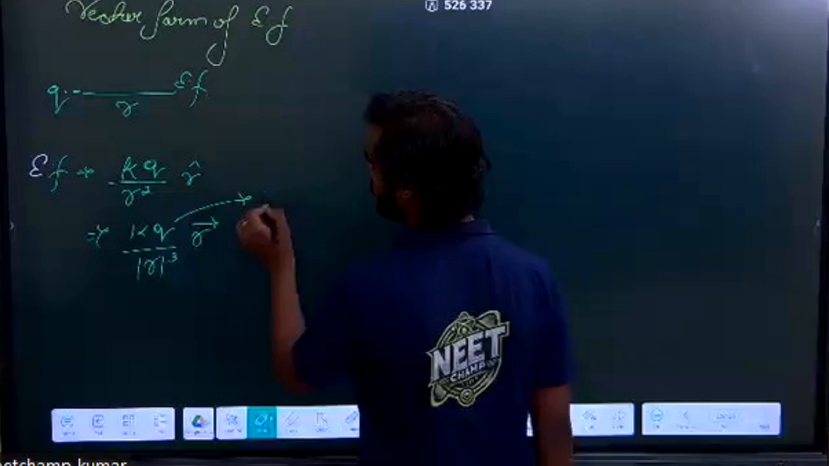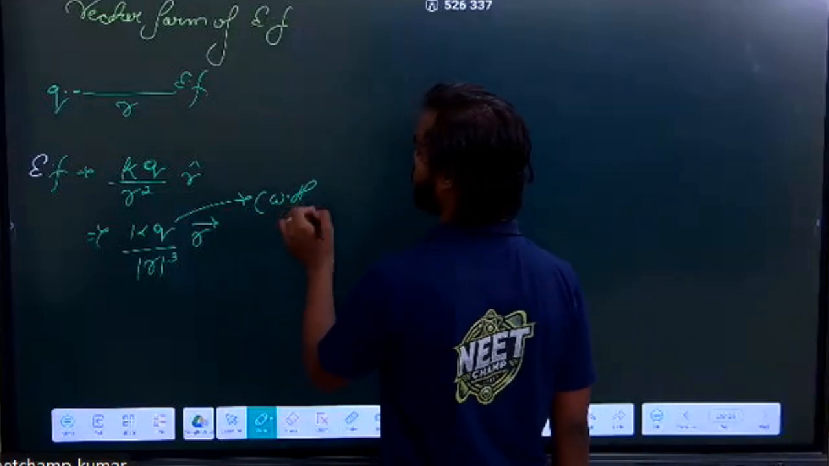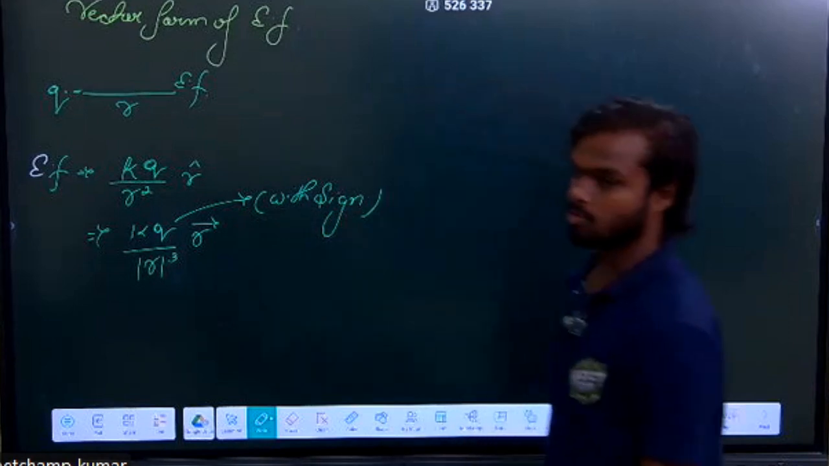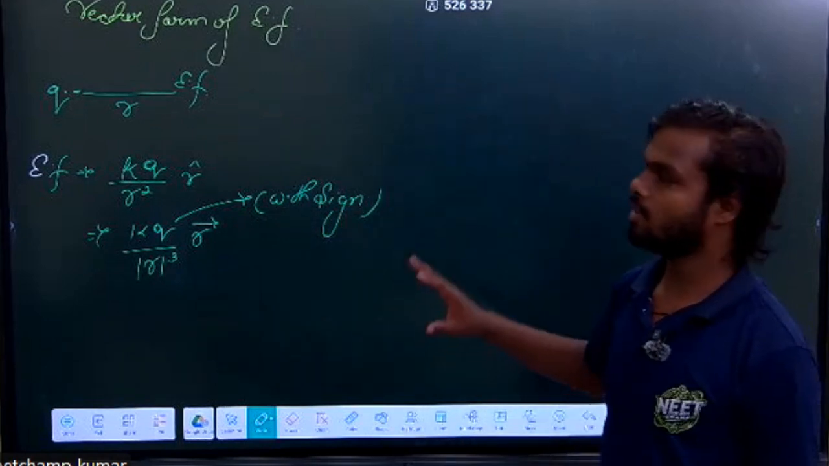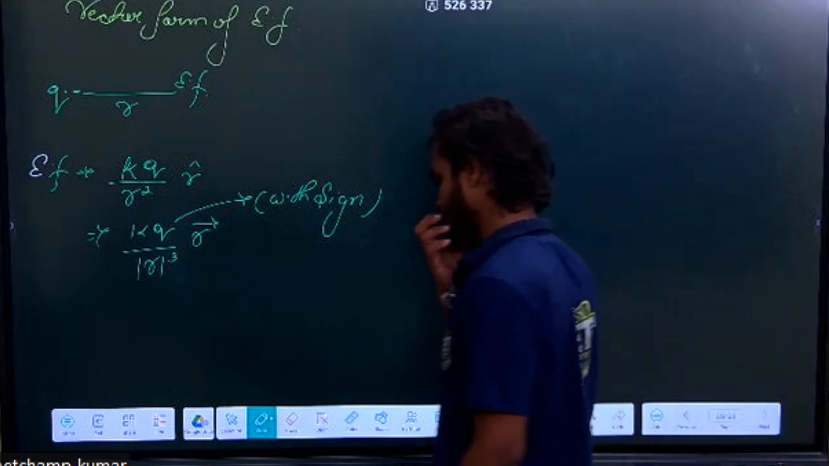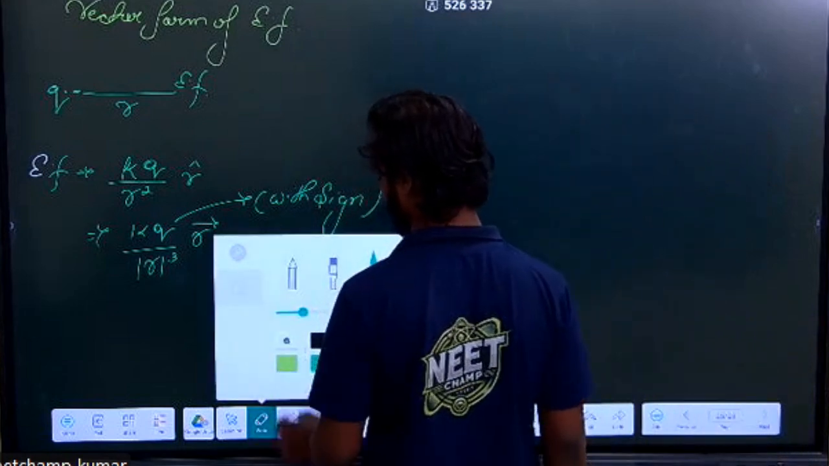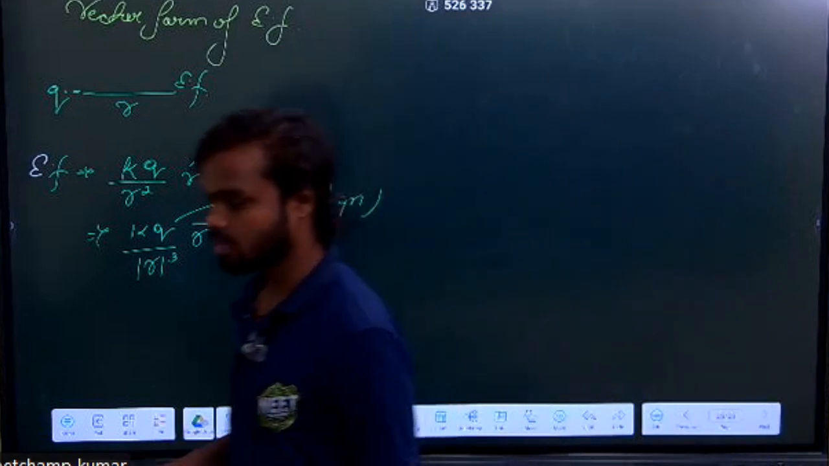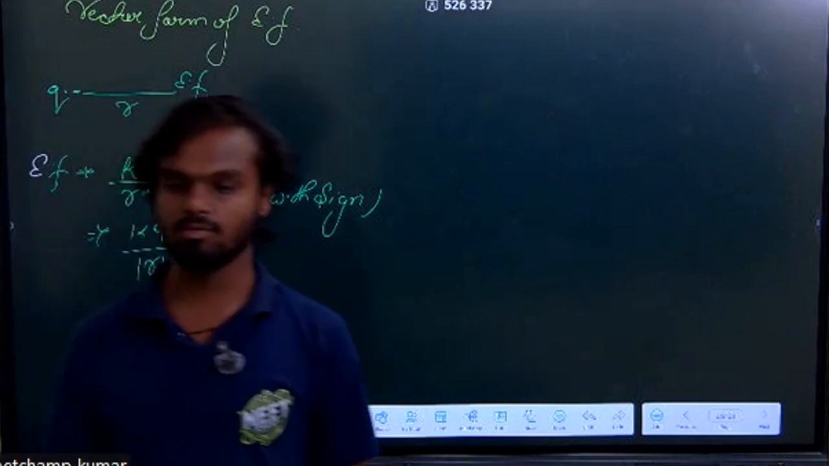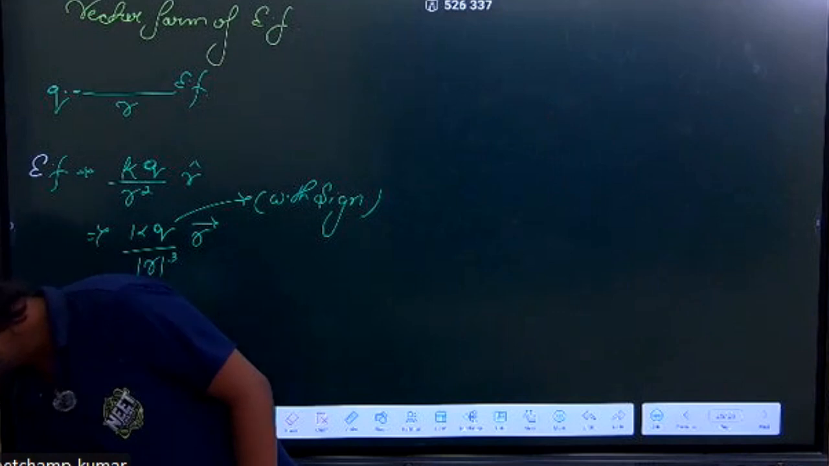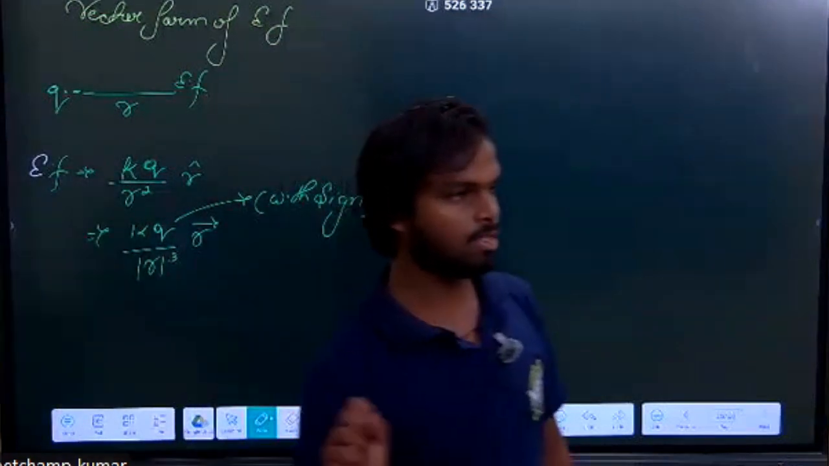Remember that you have to put q with sign. You have to consider the sign also. Whenever there is a vector form, you have to put the values with sign. This is the electric field due to a point charge at some distance r in vector form. So we have seen that for a point charge, the electric field is kq by r square, and in vector form, it is kq r vector by mod of r cubed. Clear? Now let us start with some important things.